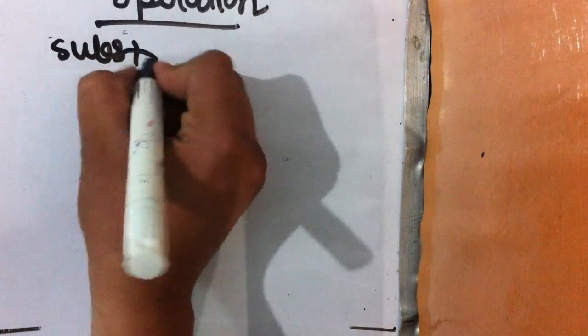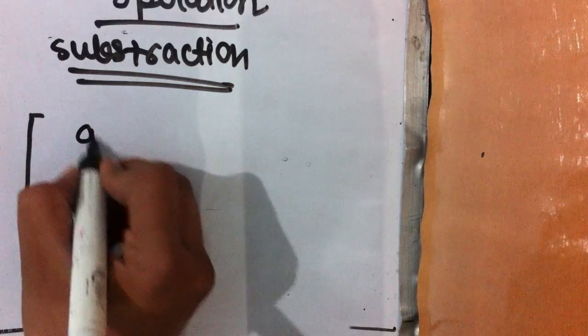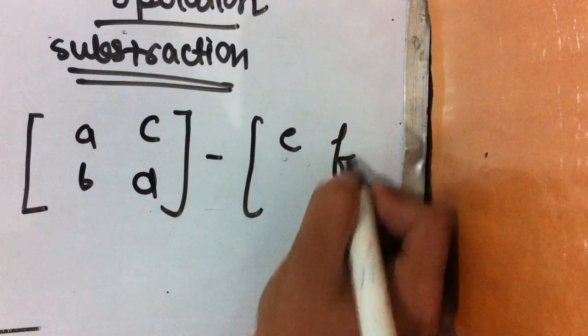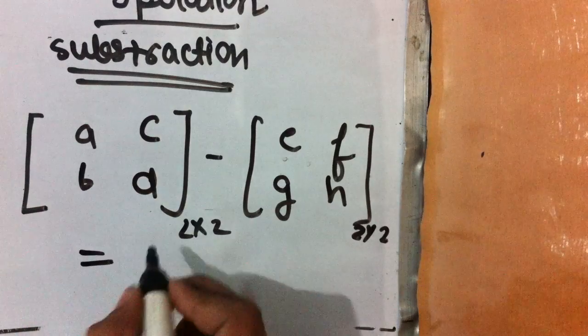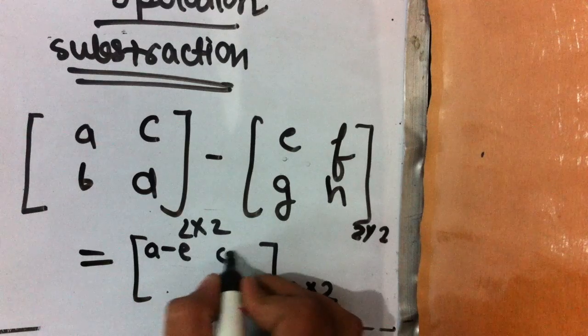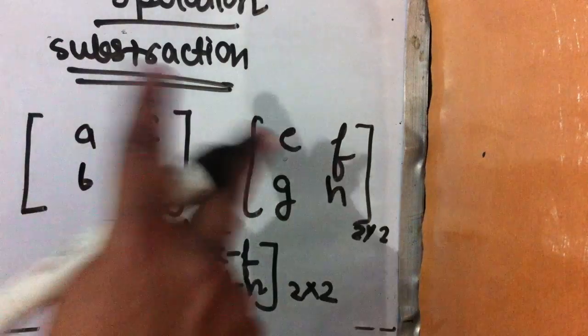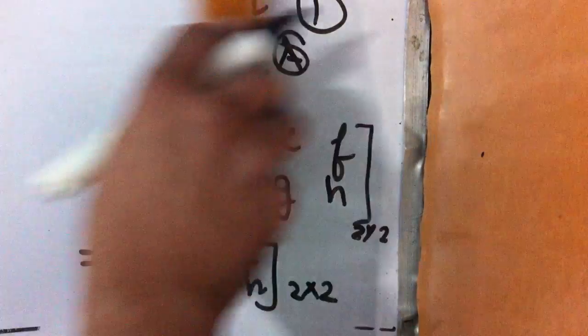If I talk of subtraction, that would also have the same phenomena as addition. Now any matrix A, B, C, D on subtraction with E, F, G, H of the same order, then the resulting matrix would be of the same order 2 by 2 and this would be A minus E, C minus F, B minus G and D minus H. So this is the subtraction phenomena. So for both addition and subtraction, the first condition of equality of matrices must be satisfied.